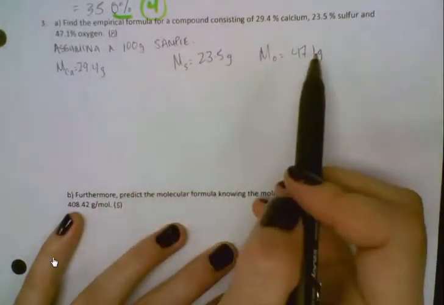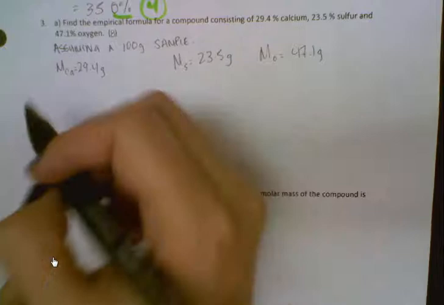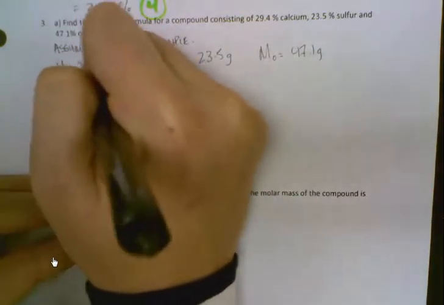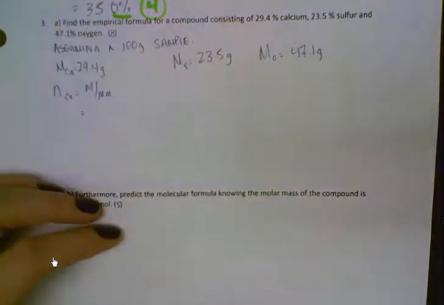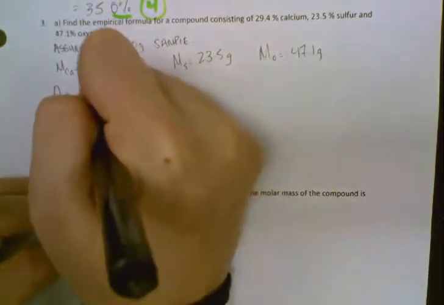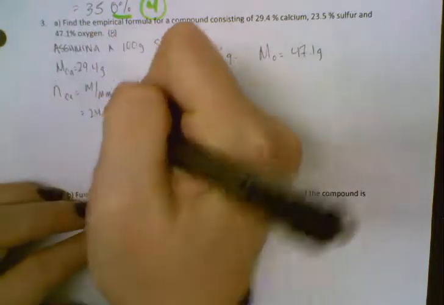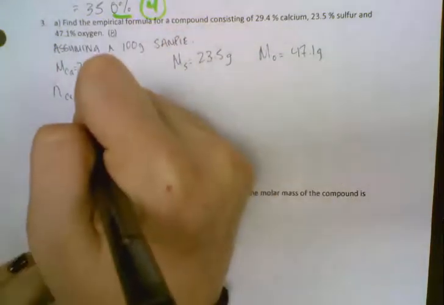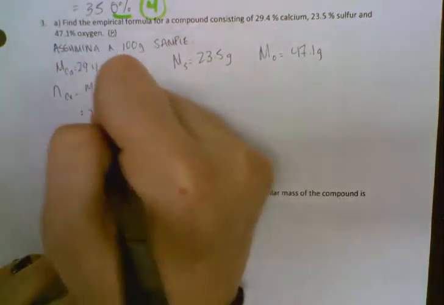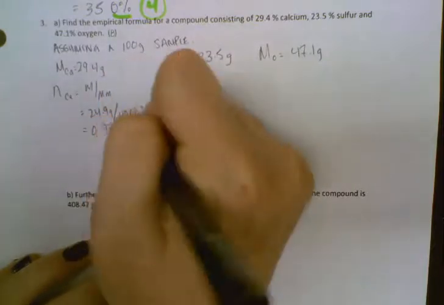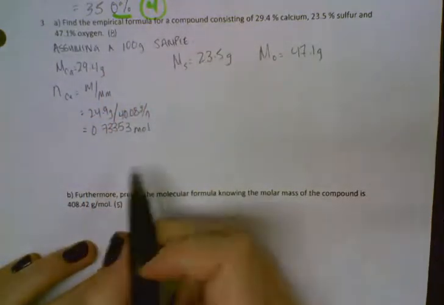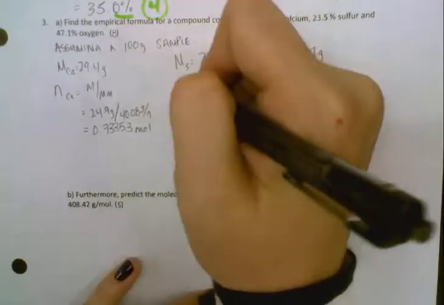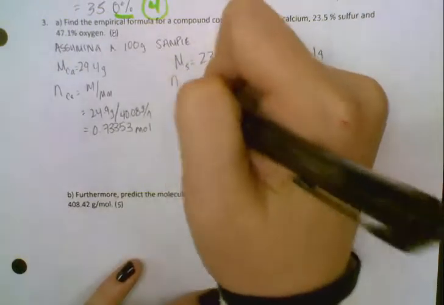Now that we have three masses, we can figure out mole values. So how many moles of each do we have in 100 grams? My moles of calcium is going to be my mass over my molar mass, okay? So that's going to be 24.9 grams divided by 40.08 grams per mole. You can look that up on the periodic table. Which means we have 0.73353 moles. You want to keep a good number of decimals because this is just an intermediate calculation, okay? You don't want to lose your preciseness by rounding too much.